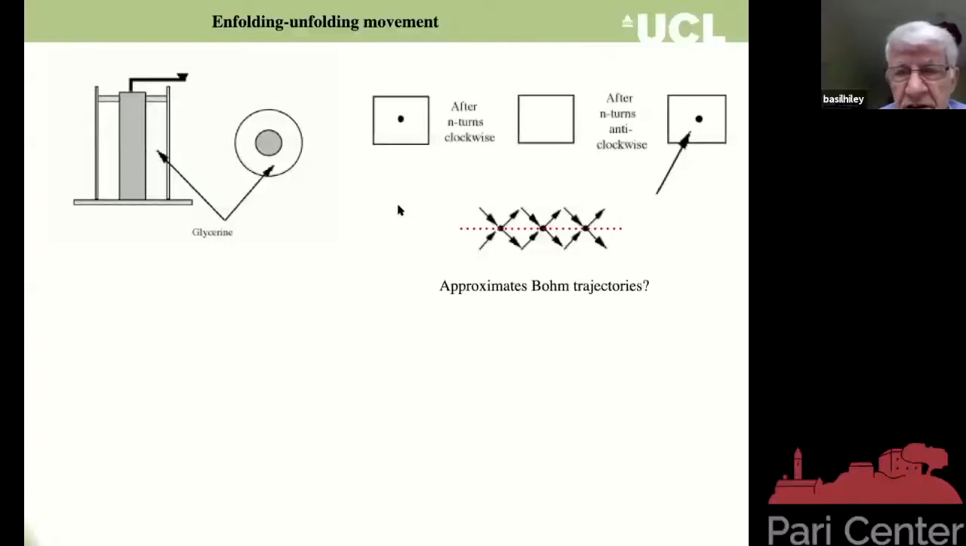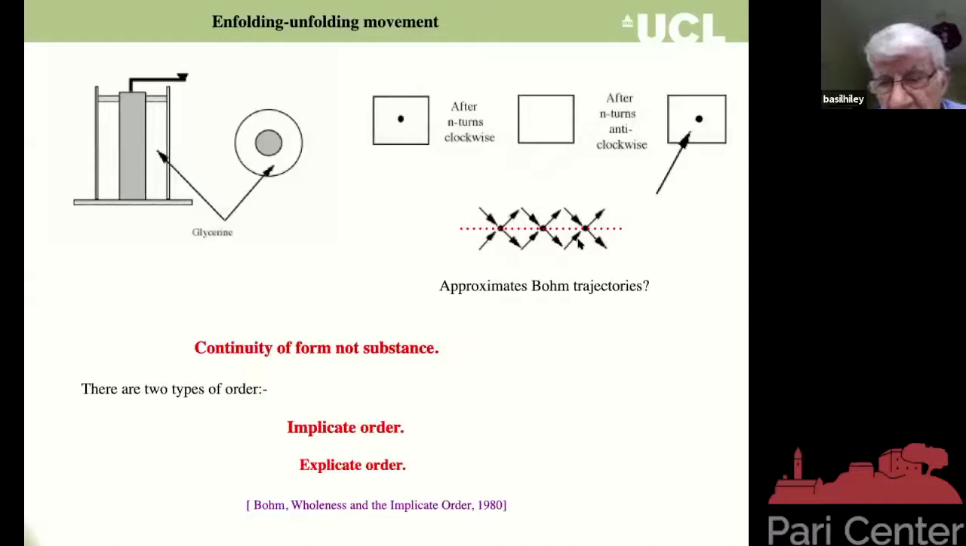So we put the dot in there, then we give it N turns, nothing. But what is this? This is just the continuity of form and not of substance. That is, it's not a little billiard ball that goes through. You actually get folding and unfolding. And this is essentially the implicate order and the explicate order in my language.